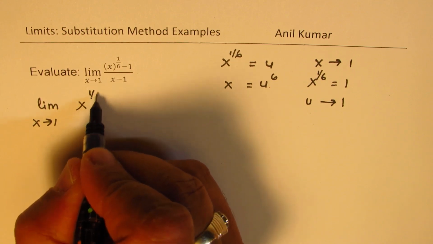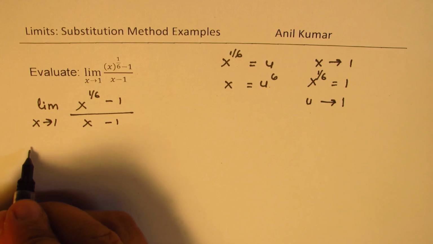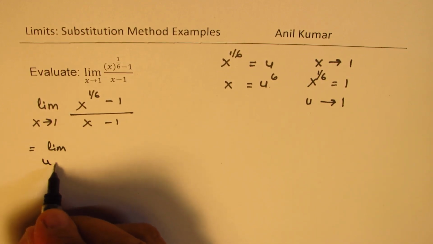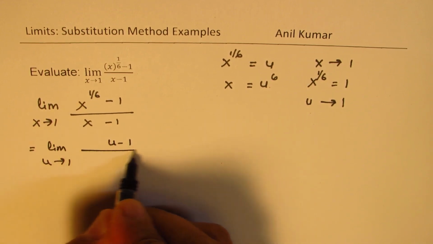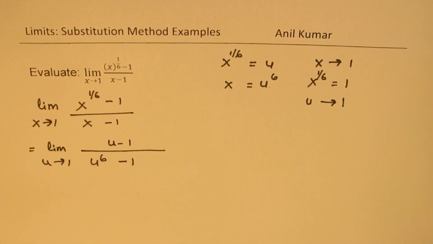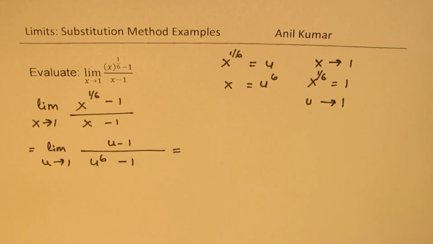Making this substitution, I could write this as limit x approaches 1 for, let me copy the question now. We have x to the power of 1 over 6 minus 1 over x minus 1. So I'll rewrite this as limit u approaches 1, and x to the power of 6 is u, so we get u minus 1 over u to the power of 6 minus 1. Clear? Now see, this could be written as square and cube. Is that clear to you?